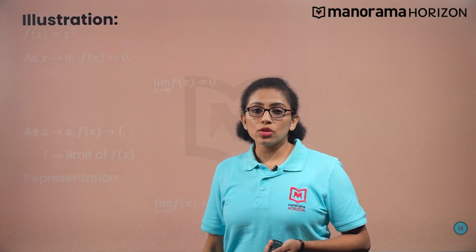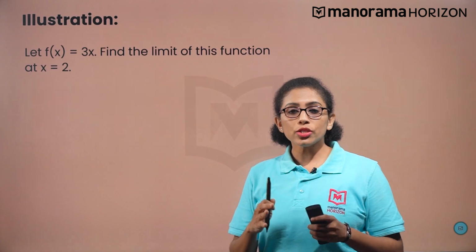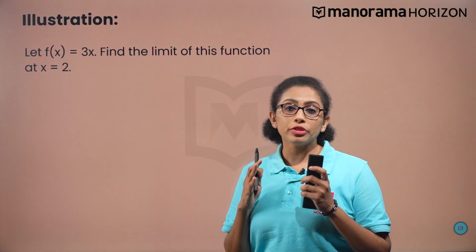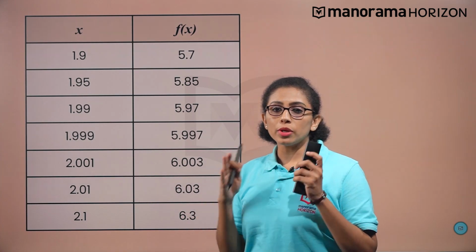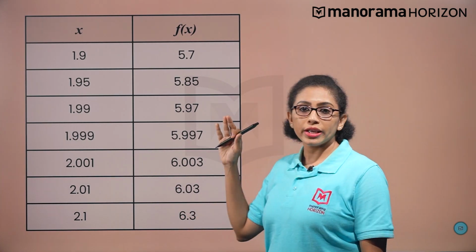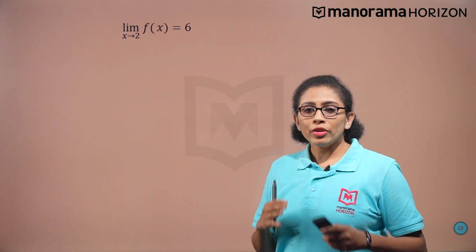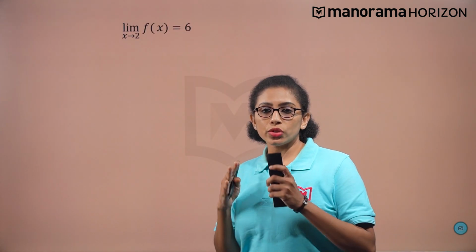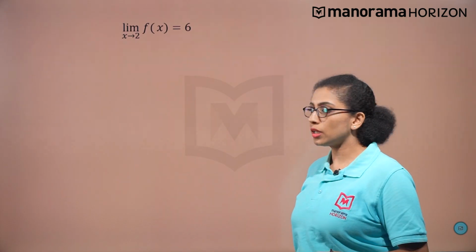Here is another illustration for the existence of limit. Consider the function f of x is equal to 3x. Let us try to find the limit of this function at x is equal to 2. Let's see the table. This table shows us the value of x and its corresponding f of x values. When we calculate limit x tends to 2, f of x, we get it as 6. Just see the previous slide.